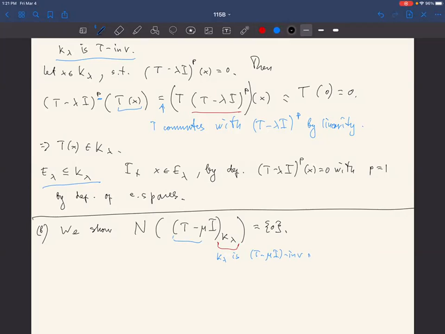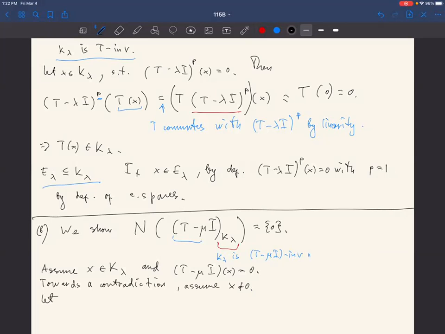Okay, so let's calculate the null space now. So assume we have a vector x in K lambda, and assume that (T minus mu I) of x is equal to 0. So it's an element of the null space. Our task is to show that then x is 0. Let's argue by contradiction. So towards a contradiction, assume that x is not 0. And let's see what happens.